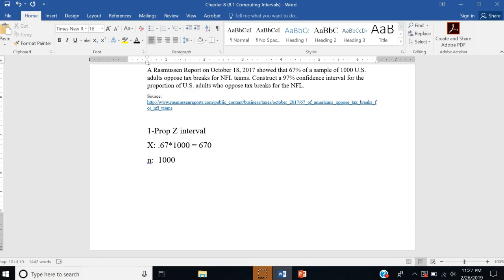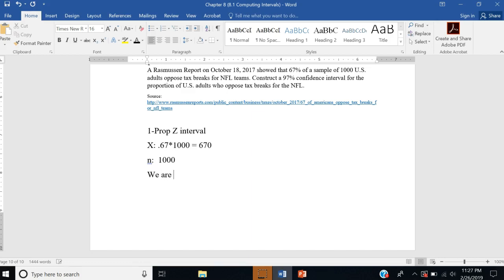And so we go for our one prop z interval. 670 is the x value. The n value is 1,000. The confidence level, we wanted a 97% confidence level. That's what the problem asked me to do. And so I would just hit enter. And you should get a p hat displayed as 0.67. That's your point estimate.